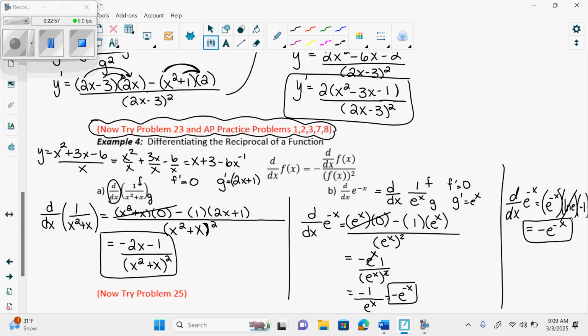So you rewrite it, ln the base, derivative of the exponent, every time, if you have a numerical base to a variable exponent. It's a lot less complicated. Okay, next page.